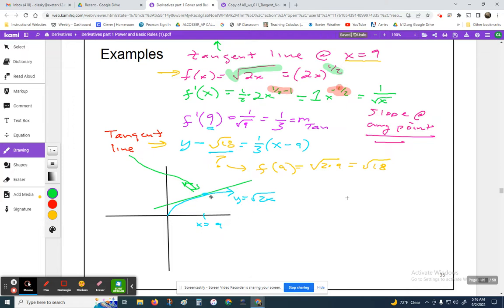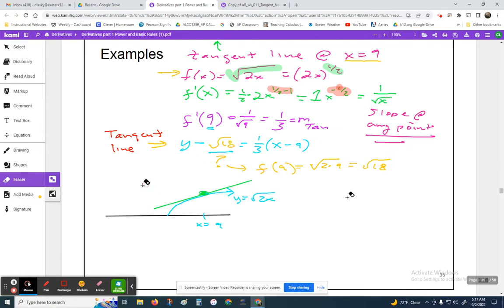And then this is the tangent line, and then I'll do a bigger point here. This point is at 9 and the square root of 18. That's what we found all up here. Okay? All right, so let me erase a couple of things here.